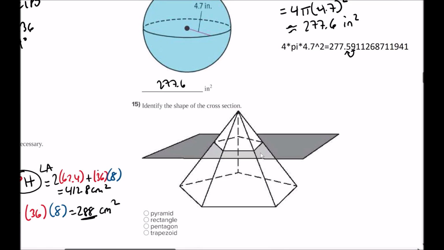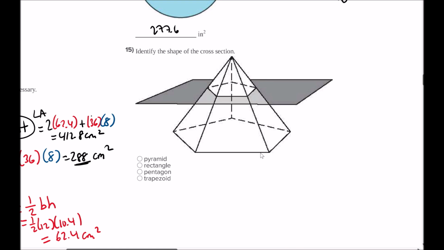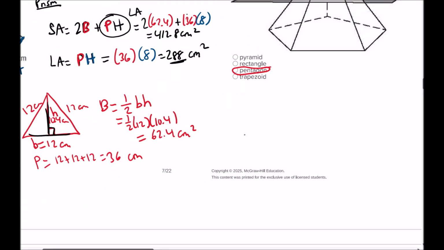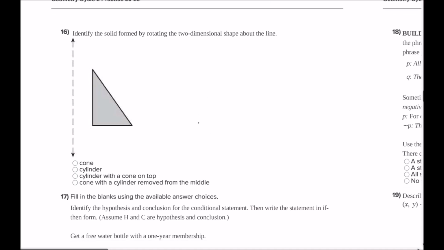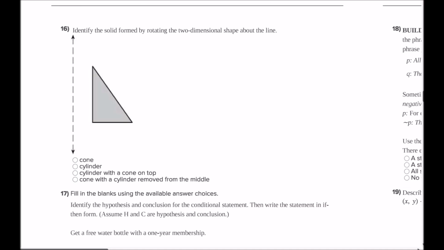Number 15, identify the shape of the cross section. Notice that when you cut this, you get this shape right here, which looks like a pentagon. So pretty straightforward. All right, so let's look at number 16. Identify the solid formed by rotating the two-dimensional shape about the line. And then we have some answer choices to pick from.